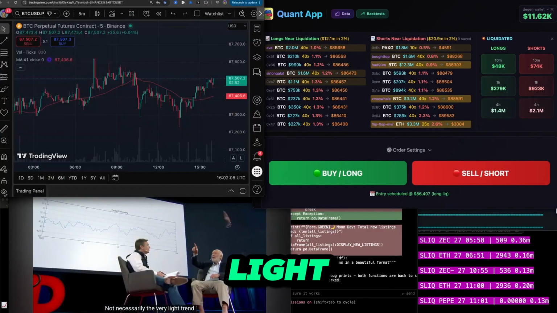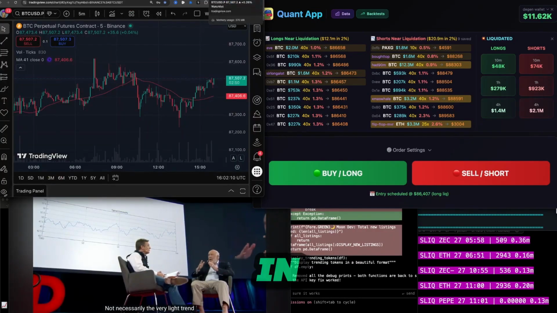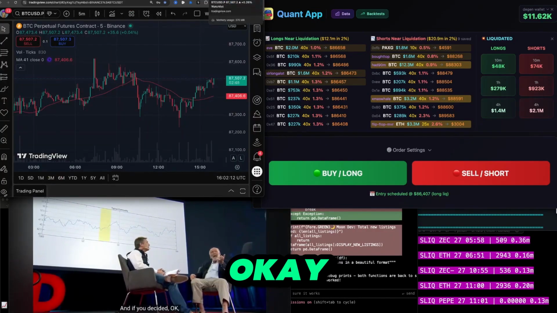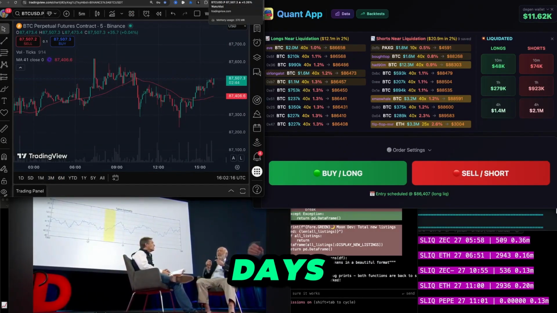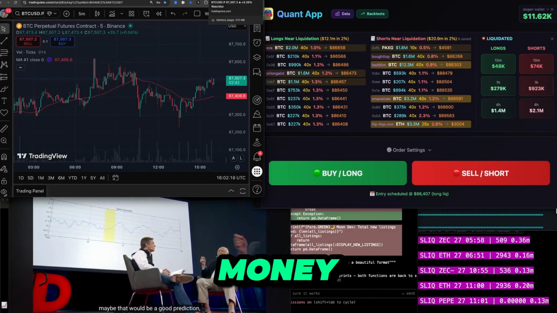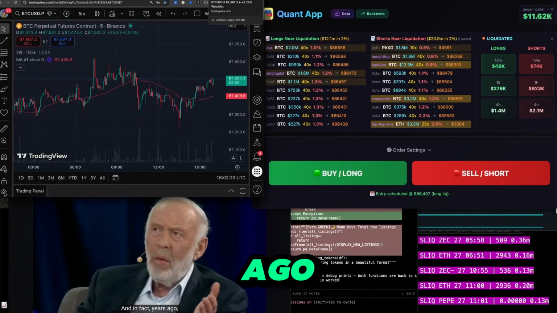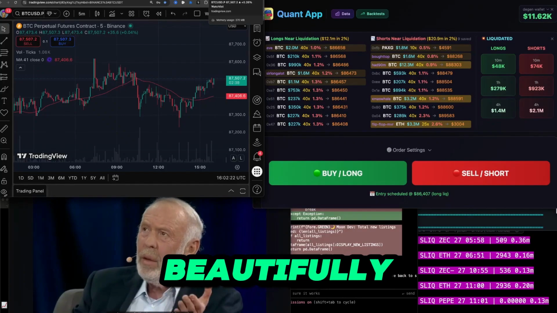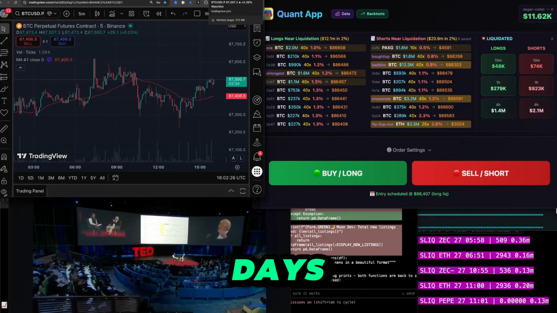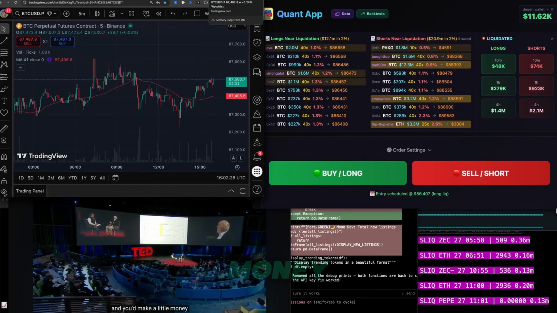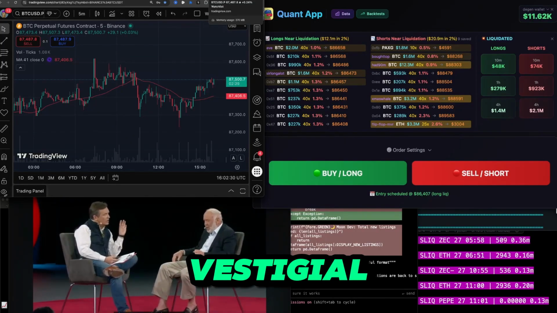Not necessarily the very light trend you see here, but trending in periods. And if you decided, okay, I'm going to predict today by the average move in the past 20 days, maybe that would be a good prediction and I'd make some money. And in fact, years ago, such a system would work. Not beautifully, but it would work. So you'd make money, you'd lose money, you'd make money, but this is a year's worth of days, and you'd make a little money during that period. But it's a very vestigial system.